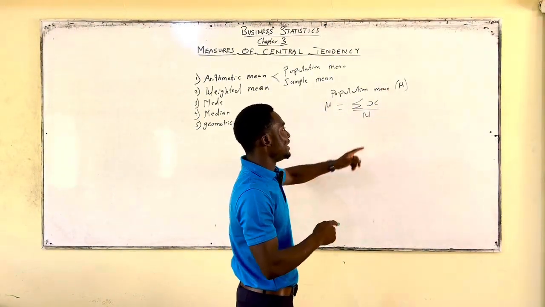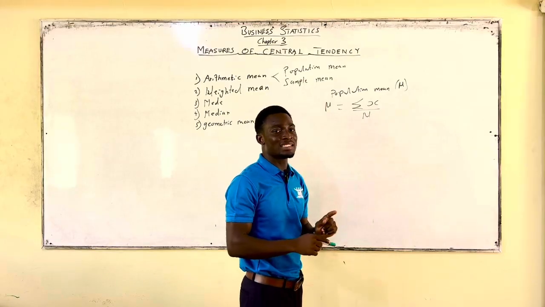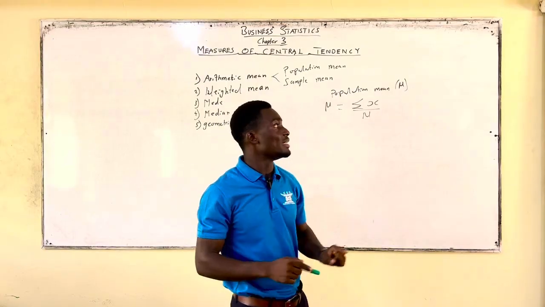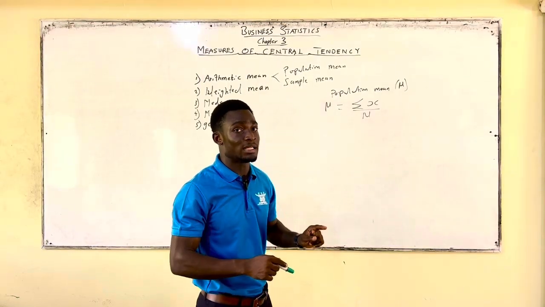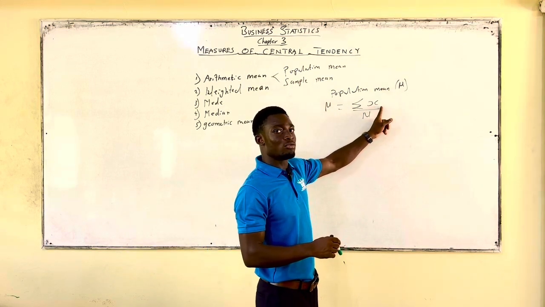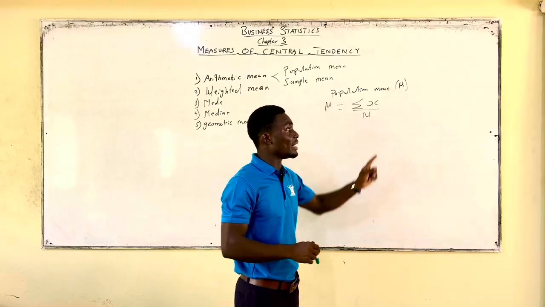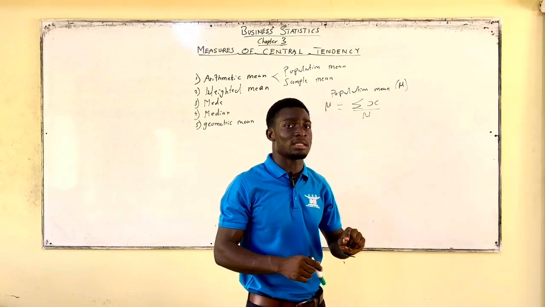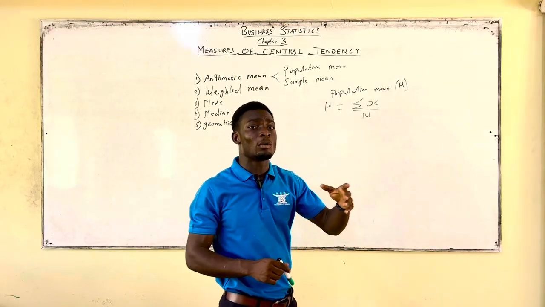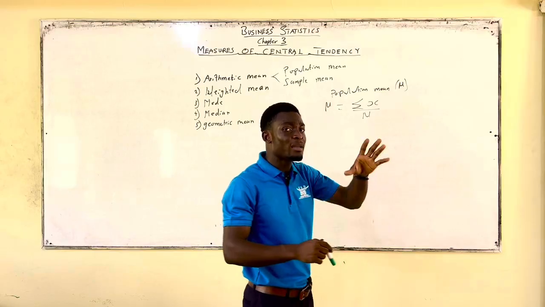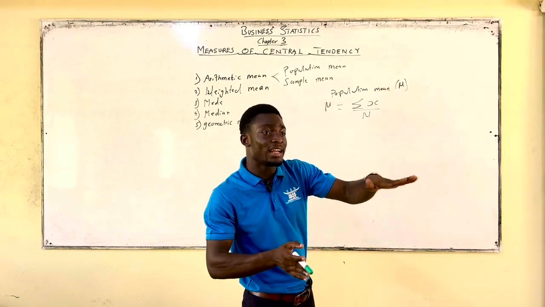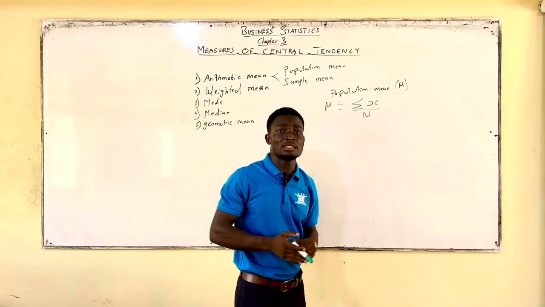Now, this x you see here represents the individual values in the data that is given. So you need to sum all the x values and then divide by the total number. N means the total number of observations, like we learned in the previous video. So if you have 10 people having different ages, their ages together divided by 10 is going to give us the population mean.